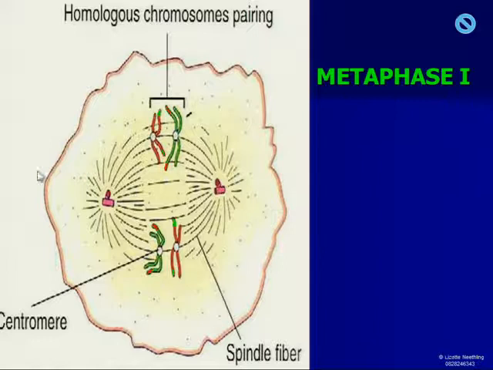In meiosis 1, if they give you this drawing, and they ask you which part of the phase it comes from, you will say this is metaphase 1. If they ask you why, it's because we have a homologous pair on the equator. We don't have a single chromosome here. And you can also see that crossing over occurred there.